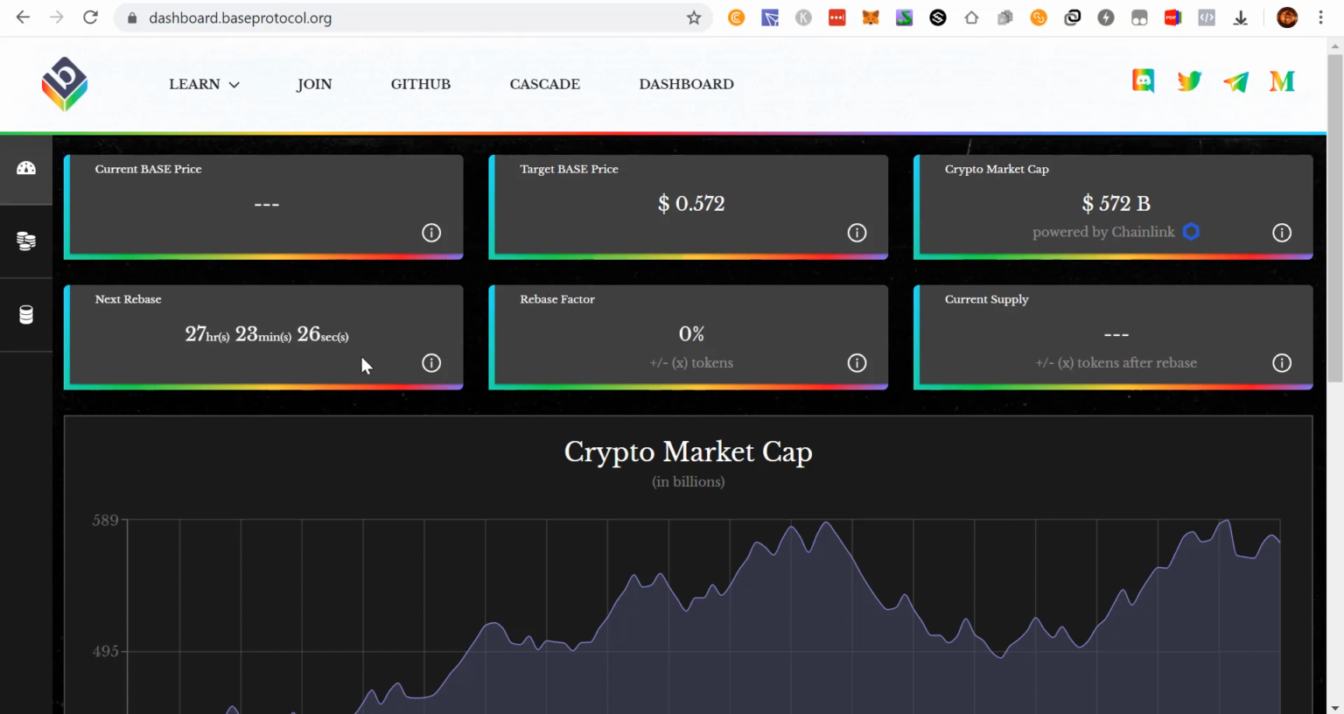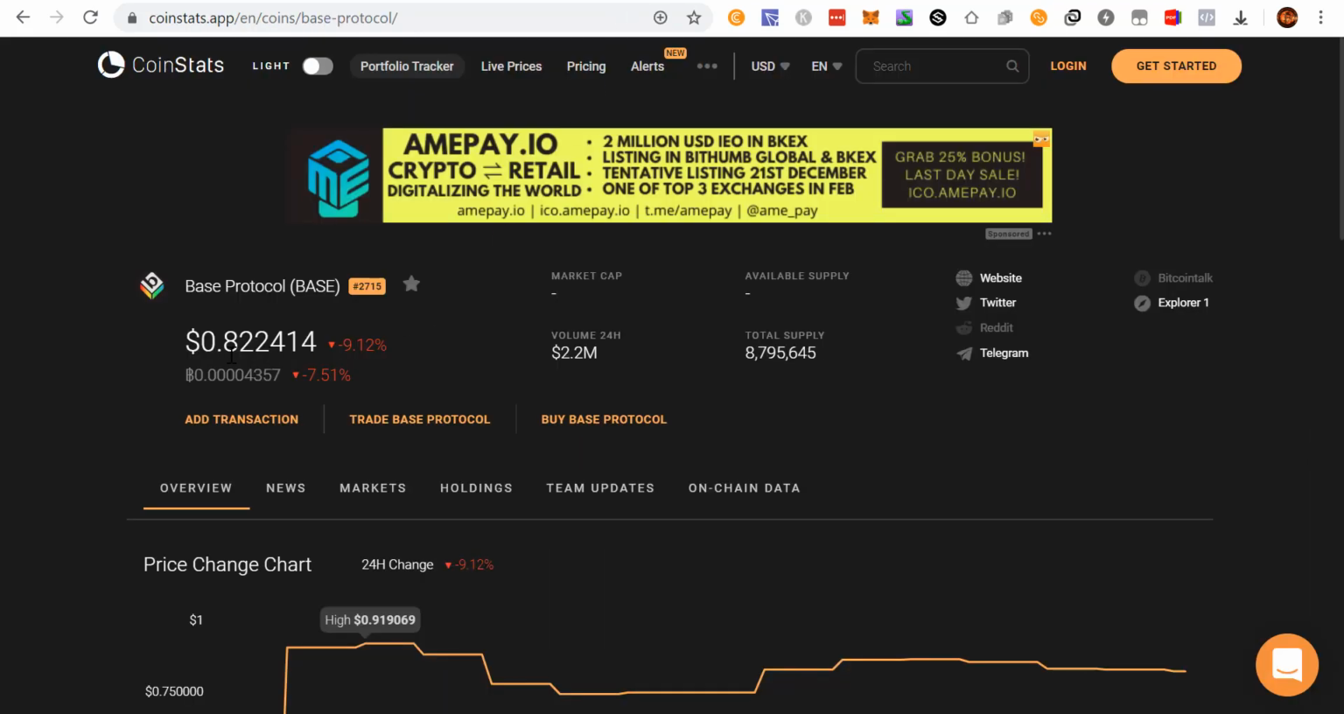If a 30% rebase occurs, what that will mean is that you will have 30% more. Let's just say you have 100 tokens and there's a 30% rebase. You're going to get 30% more tokens. However, before the rebase, you'll have 100 tokens valued at 82 cents, if the rebase was happening now. As soon as the rebase happens, you will have 130 tokens valued at 82 cents.